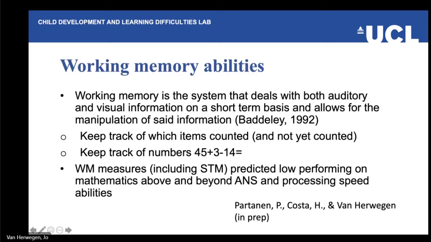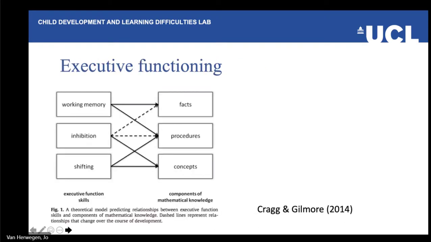And we know from our own research that I'm involved with that working memory measures predict which children are low performing on mathematics above other measures, for example, number sense or processing speed. So working memory abilities really relate to how well children will perform on a mathematical abilities task.